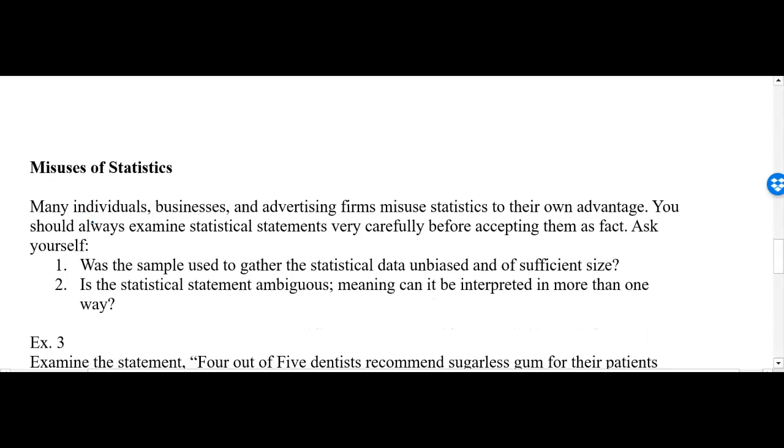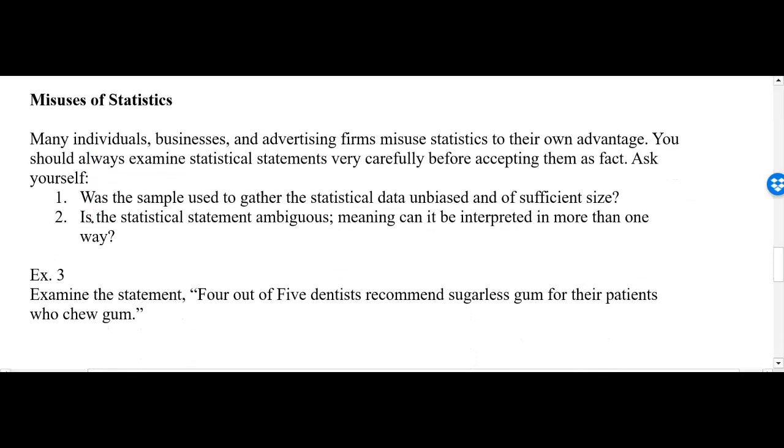Now, that being said, let's talk about misuses of statistics. I wanted to start off with a couple examples just so you can see what we're talking about when we talk about misrepresentation. And now let's look at misuses of statistics. Many individuals, businesses, and advertising firms misuse statistics to their own advantage. You should always examine statistical statements very carefully before accepting them as fact. In other words, ask yourself, 1, was the sample used to gather the statistical data unbiased and of sufficient size?